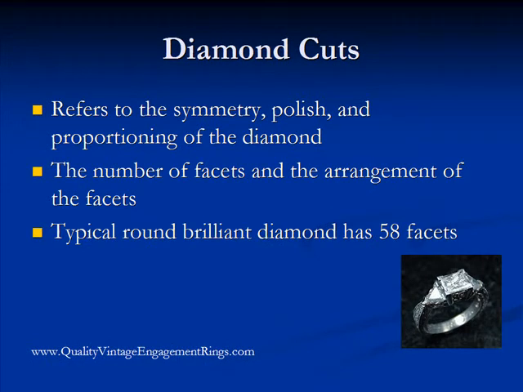Diamond cuts, the term refers to the symmetry of the stone and also the polish and the proportioning of the diamond. The number of facets and the arrangement of the facets is also taken into consideration, but that does change a bit depending on what the shape of the diamond is and the size and other things. For example, a typical round brilliant diamond has about 58 facets, but if you go with other shapes of diamonds, they may have a different number of facets.